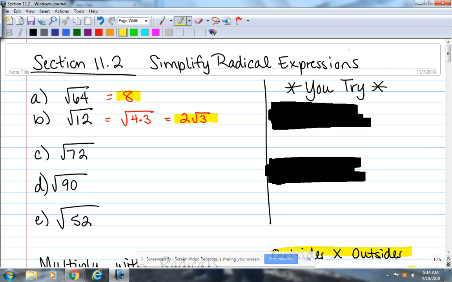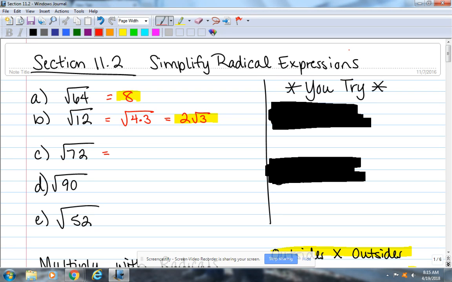So the square root of 12 is 2 times the square root of 3. Now, 72 is a fun number because there are a couple of different squares that go into 72. But you want to use the largest square that goes into that number. If I use 4, 4 does go into 72, but I'm going to have to keep taking square roots until it's more simplified. Your radical is simplified if there are no more squares that go into the number under the radical.